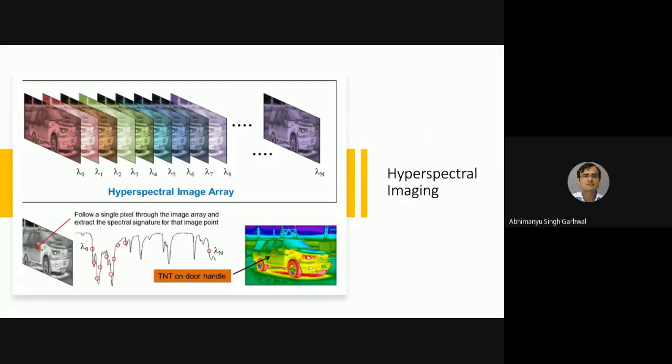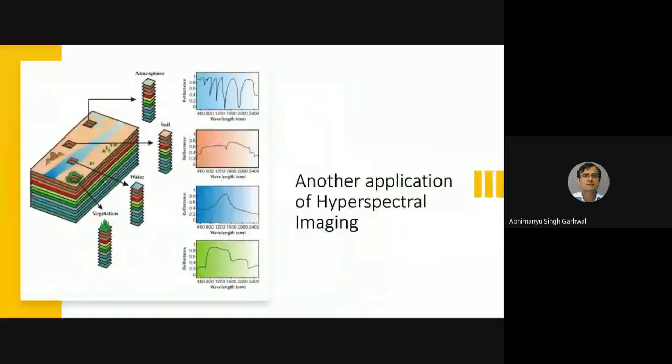Suppose on a door handle, there is some TNT explosive. From the spectral analysis, or spectral signature, of the TNT, you can identify, yes, the door has TNT on it. Another application of hyperspectral imaging: like this is a field area scanned from an aeroplane, and which has some water, some field, some soil, some rocks.